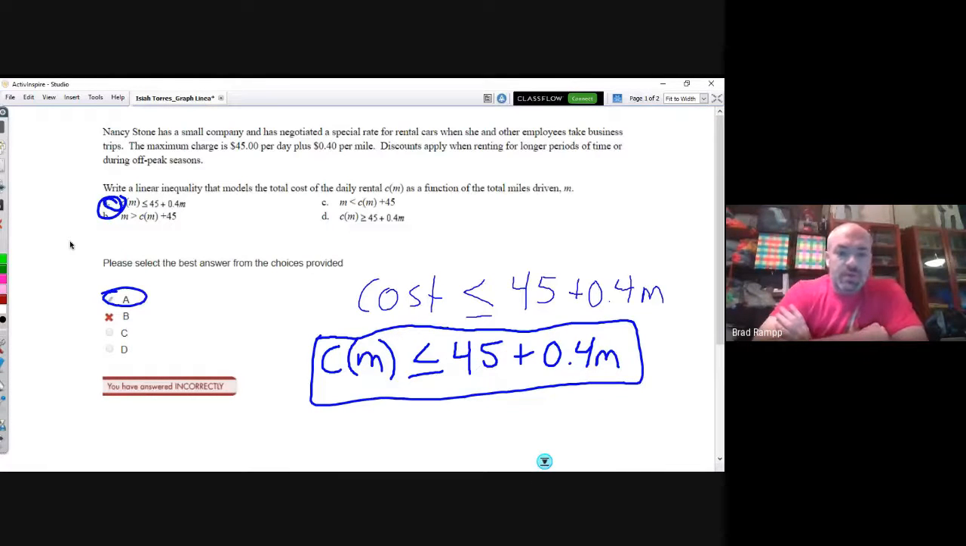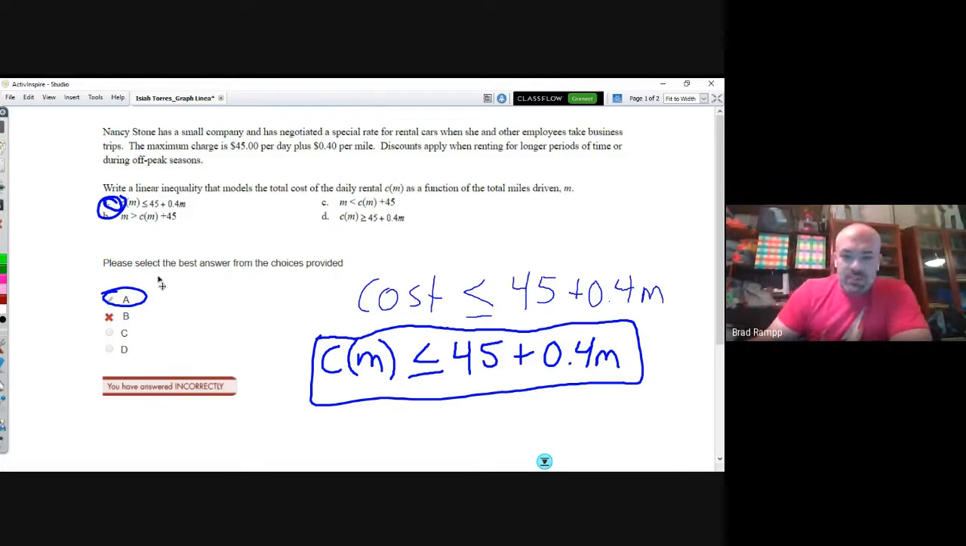Nancy Stone has a small company and has negotiated a special rate for rental cars when she and other employees take business trips. The maximum charge is $45 per day plus 40 cents per mile. Discounts apply when returning for longer periods of time or during off-peak seasons. Write a linear inequality that models the total cost of the daily rental C of M as a function of the total miles driven M.